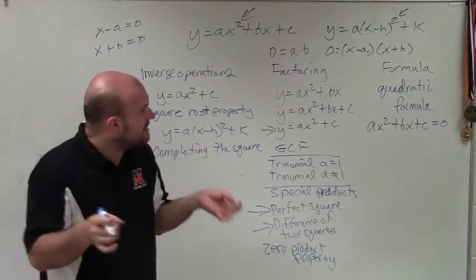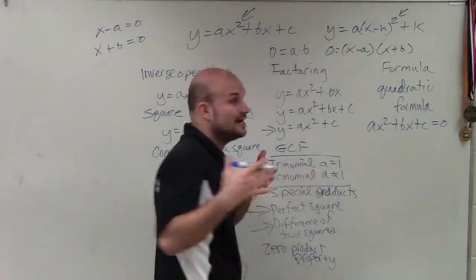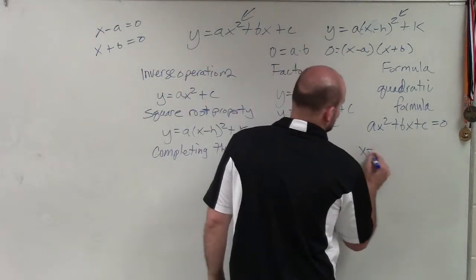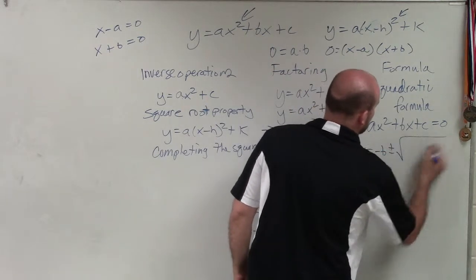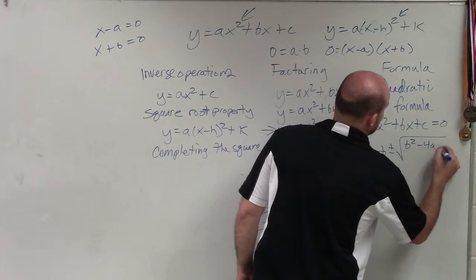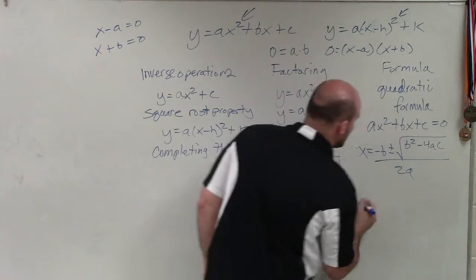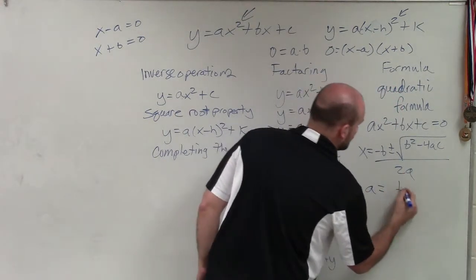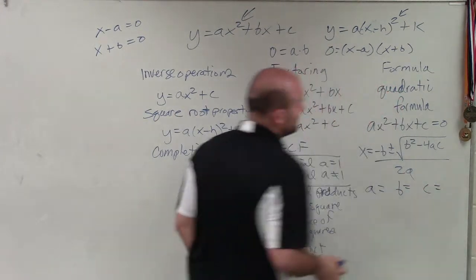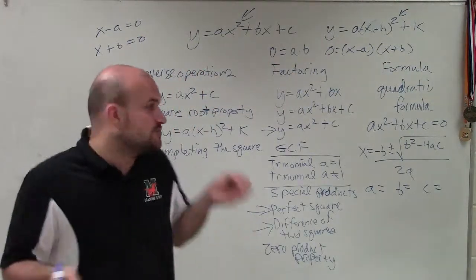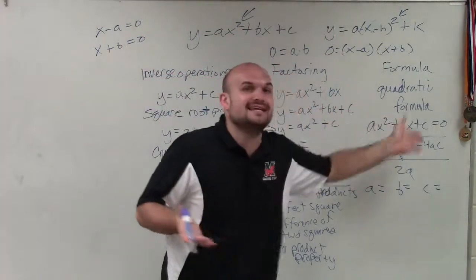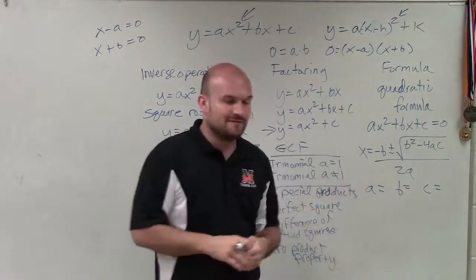Because the most important thing about solving with the quadratic formula is not only knowing the formula, which is x equals the opposite of b plus or minus the square root of b squared minus 4 times a times c, all over 2a, but also knowing what a equals, what b equals, and what c equals. And to find those exact values, we've got to make sure our quadratic is, again, set equal to 0 to have those correct processes.